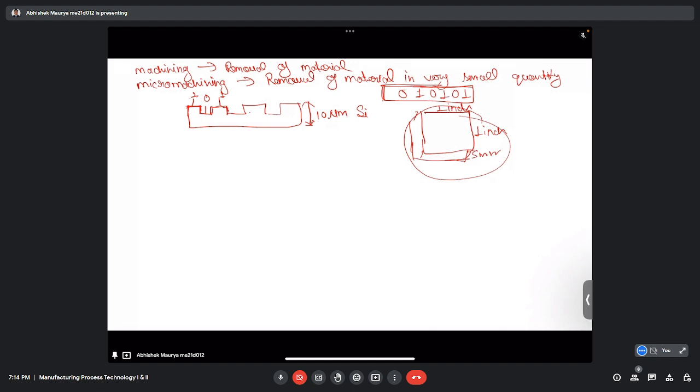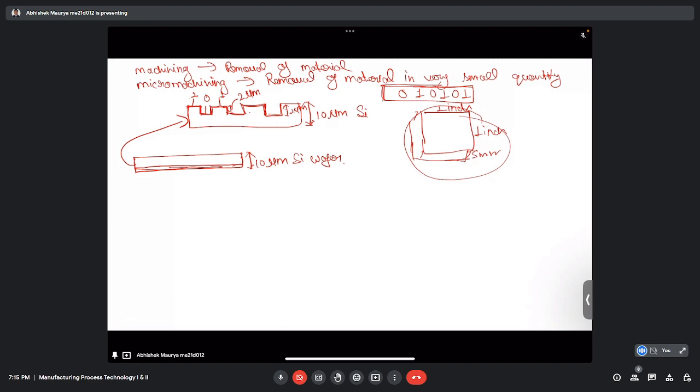I was telling about micro machining. Initially we have a plain 10 micrometer thickness silicon wafer, and we want to create, let's say, a 2 micron depth. So we are creating some valley of depth, let's say 2 micron. This kind of small and complicated feature can be produced only with the help of micro machining.